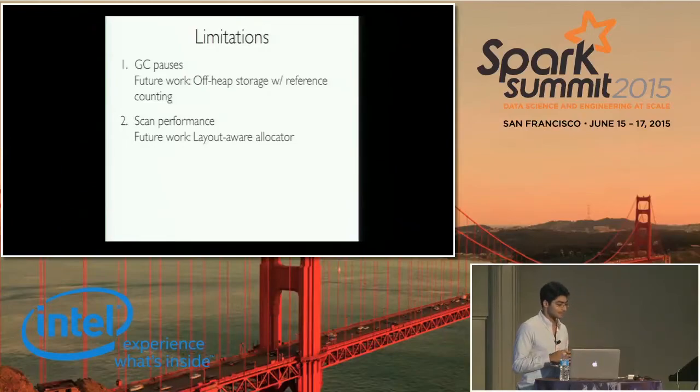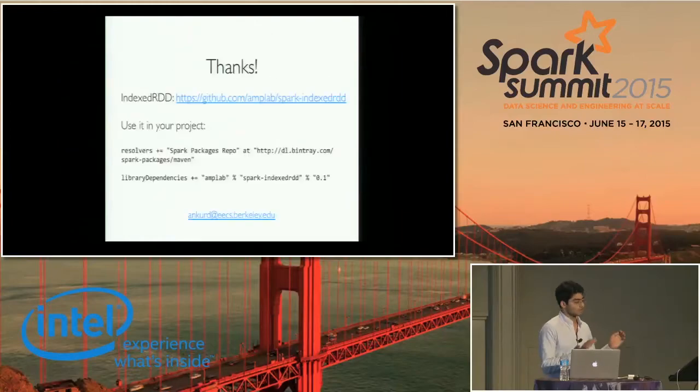It'd be nice to have a special allocation strategy that can do better in some cases by laying out data in a good way. Okay, so the takeaway is that efficient updates to immutable data isn't a contradiction, and in fact, it's possible to get pretty good performance while having immutability. Also, this is a Spark package which you can actually use today. All you have to do is copy and paste those two lines into your SBT project. It's a very simple API. And with that, I'm happy to take questions.